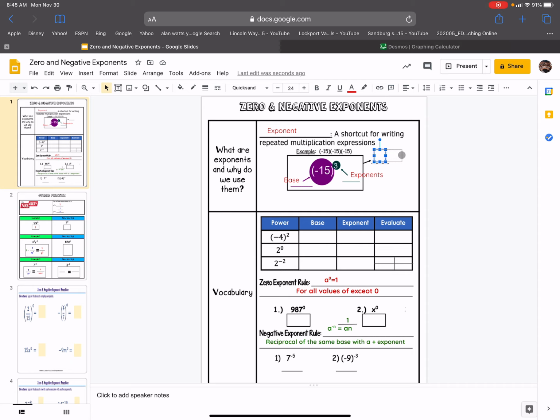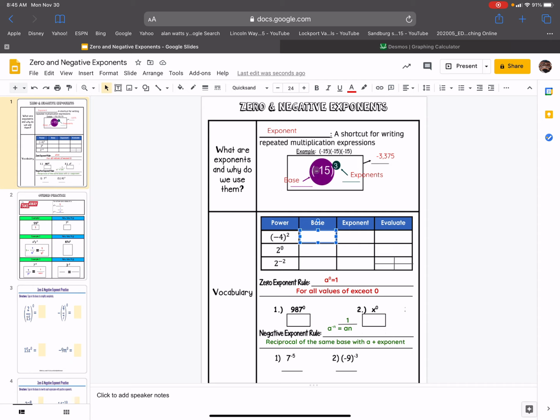So again, you might have to drag this out and make it bigger, but we would just say, hey, the answer to that is negative 3,375. And so this would be the answer. So expanded form, writing it out. Standard form, writing it as an exponent. And then this is the answer to whatever the exponent and the standard form is. So negative 3,375.